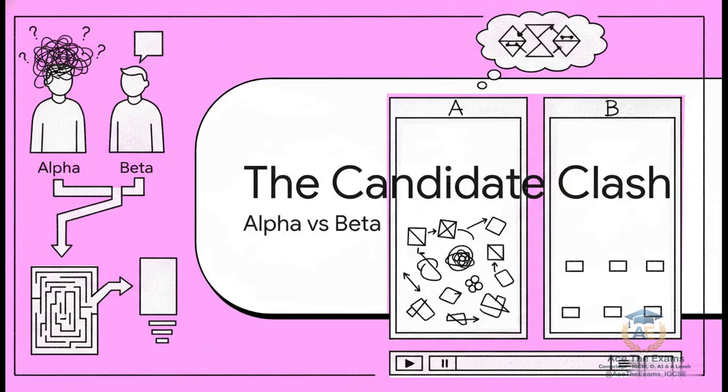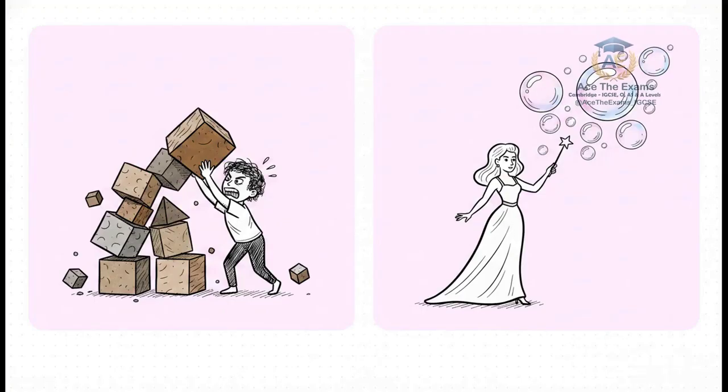Let's move into Section 2, the candidate clash, alpha versus beta. Okay, I want you to imagine a split-screen viewport right now. On the left, we have student alpha, let's call him Alex. On the right, student beta, let's call him Sam. We're looking at 2 distinct candidate archetypes who completely miss the core principles of the syllabus, but in totally opposite ways. First, let's look at Alex.